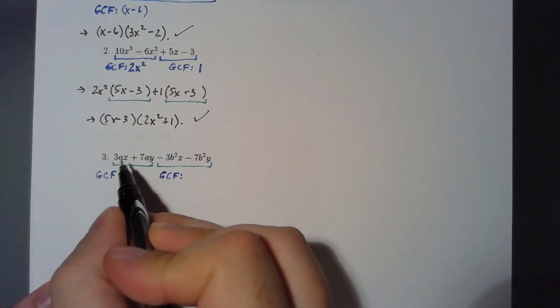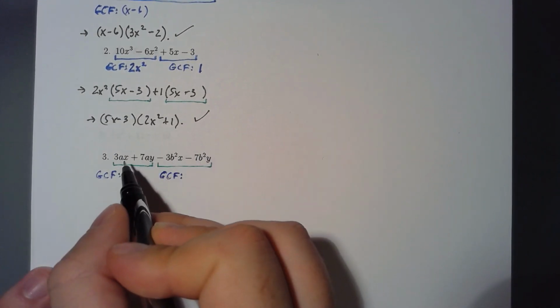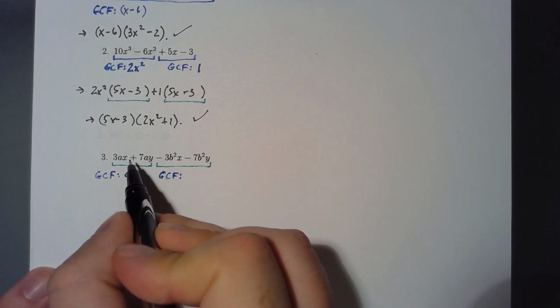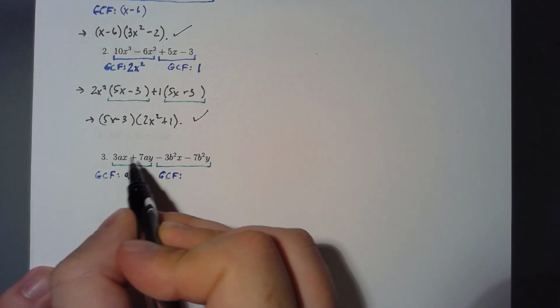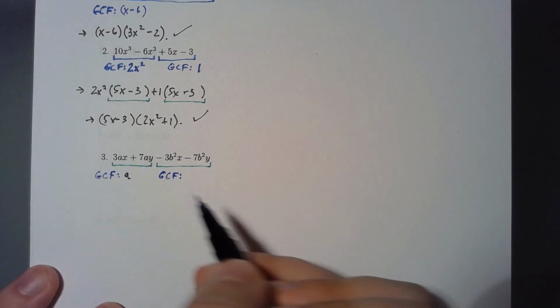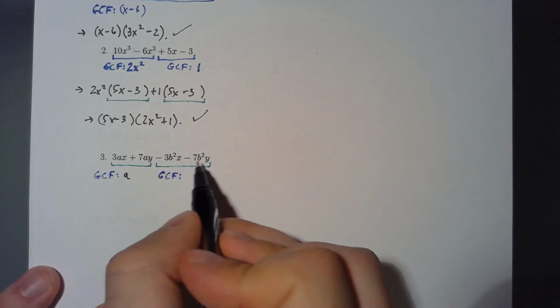So 3 and 7, they don't have a common factor. A and A, they have a common factor of A. X and Y, they don't have a factor of X or Y in common, so the GCF here is just A. Okay. What about the second group?